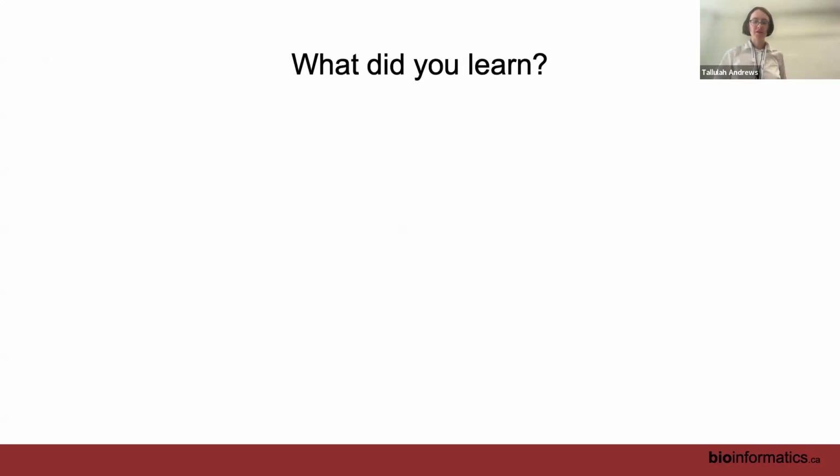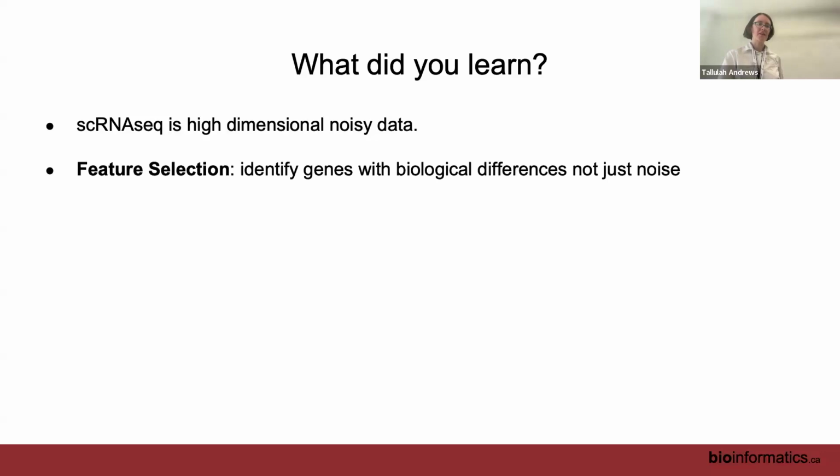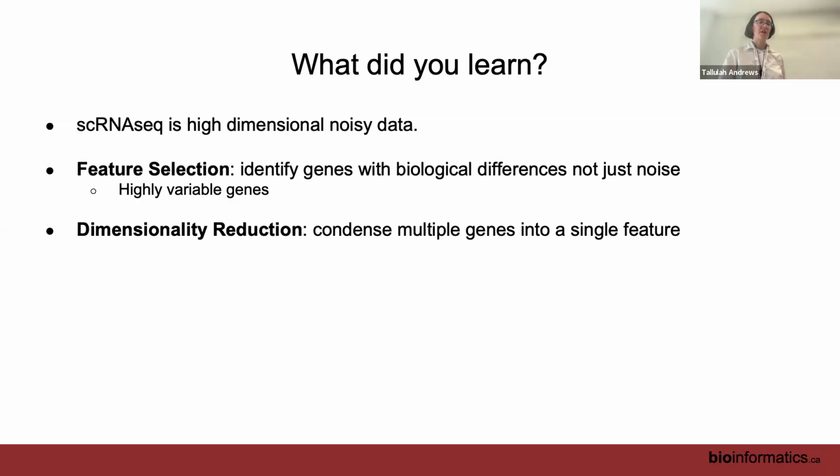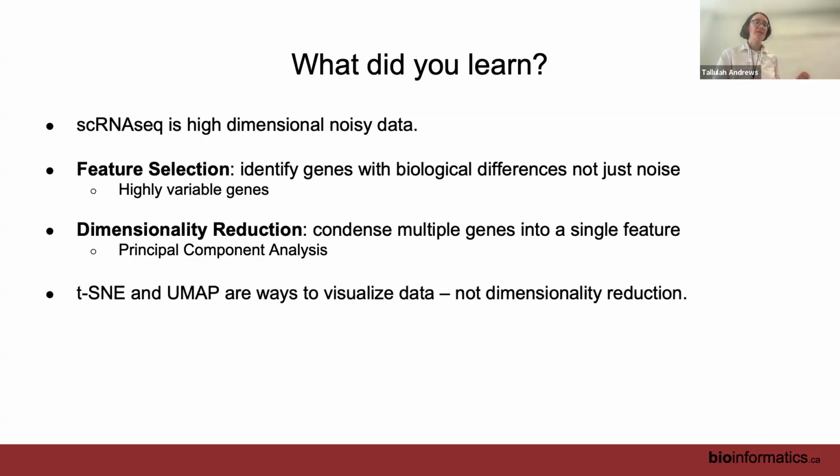Okay, so to summarize, single-cell RNA-seq is high-dimensional, noisy data. We can do feature selection using highly variable genes to identify those genes with biological differences, not just noise. We can do dimensionality reduction using PCA to condense multiple genes together into a single feature to extract the main biological signals within our data. We can use t-SNE and UMAP to visualize the data.